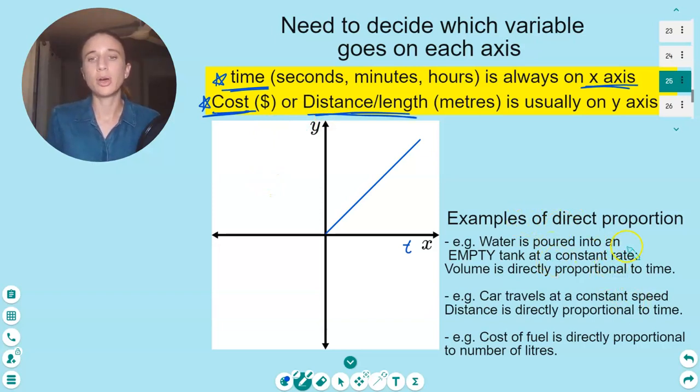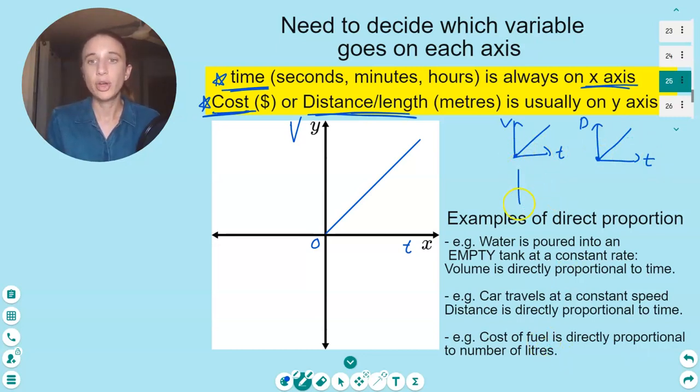So some examples of direct proportion relationships could be water is poured into an empty tank at a constant rate. So it starts at volume is 0 and volume is directly proportional to time. So that's an example of a direct proportion relationship. Water being poured into an empty tank. Or you've got a car that starts at home and it travels at a constant speed. Distance is directly proportional to time. Passes through that point 0, 0.